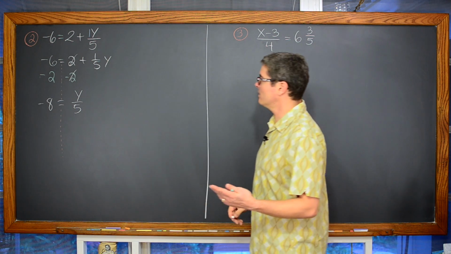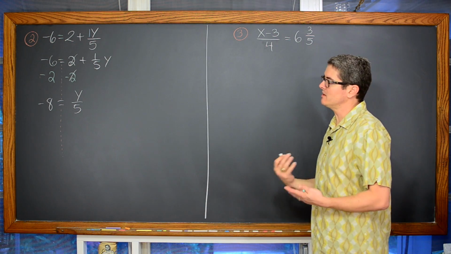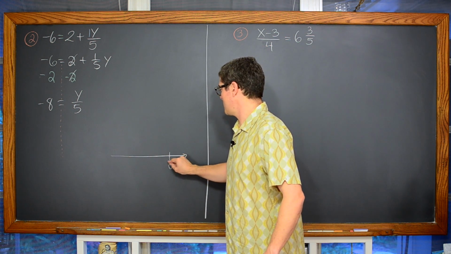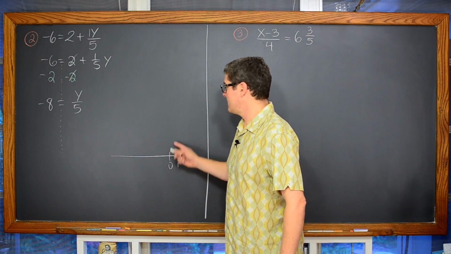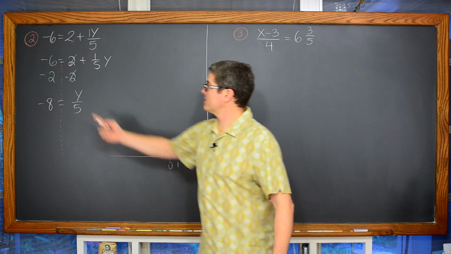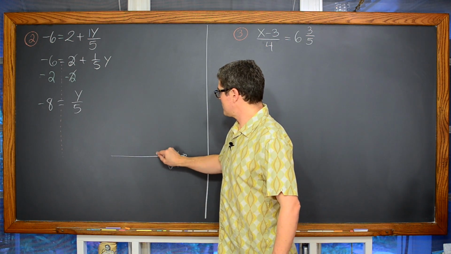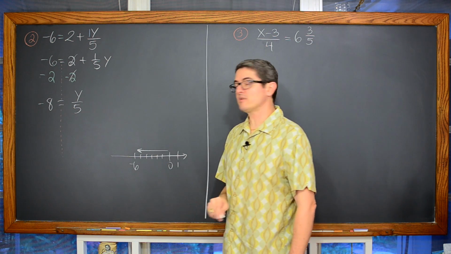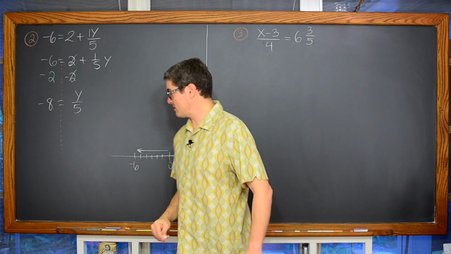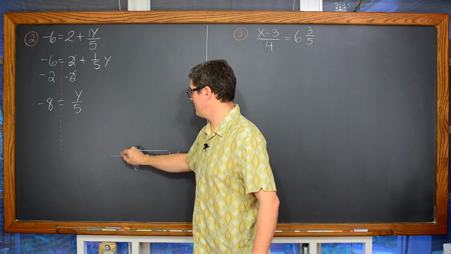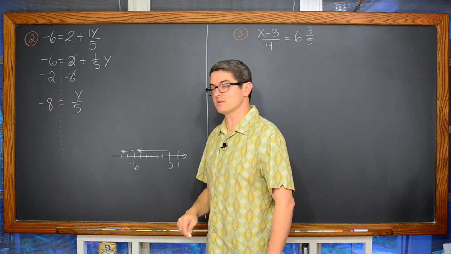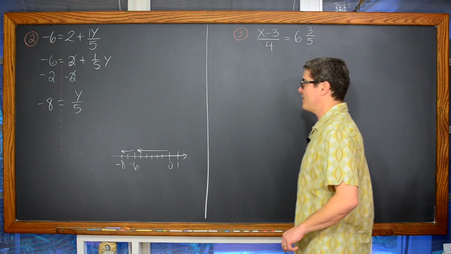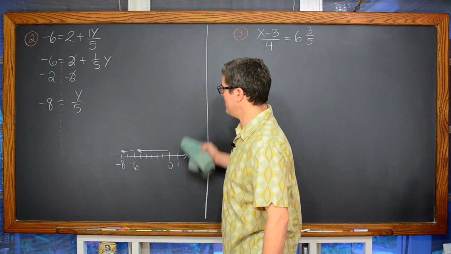If you do struggle with combining, adding, and subtracting numbers and working with those signs, you can think of a number line. We have 0, we have 1, and negative numbers are to the left. Starting with -6, that's 1, 2, 3, 4, 5, 6 units to the left of 0. Now we're combining that with a -2, 2 more spaces to the left, which is going to land us at -8. So we have -8 is equal to y over 5.